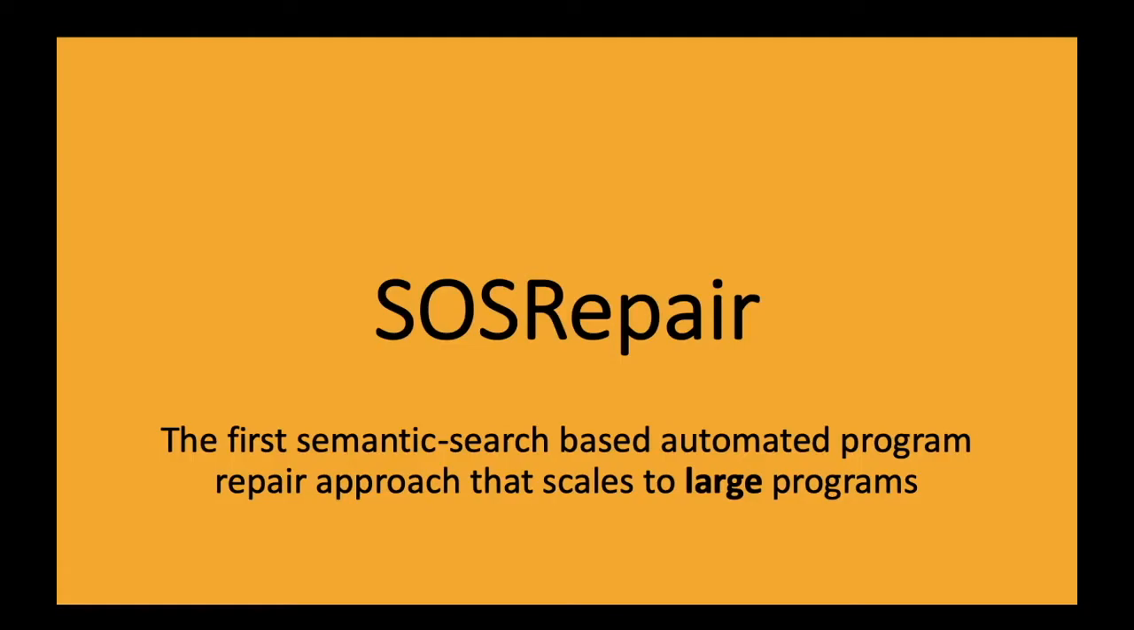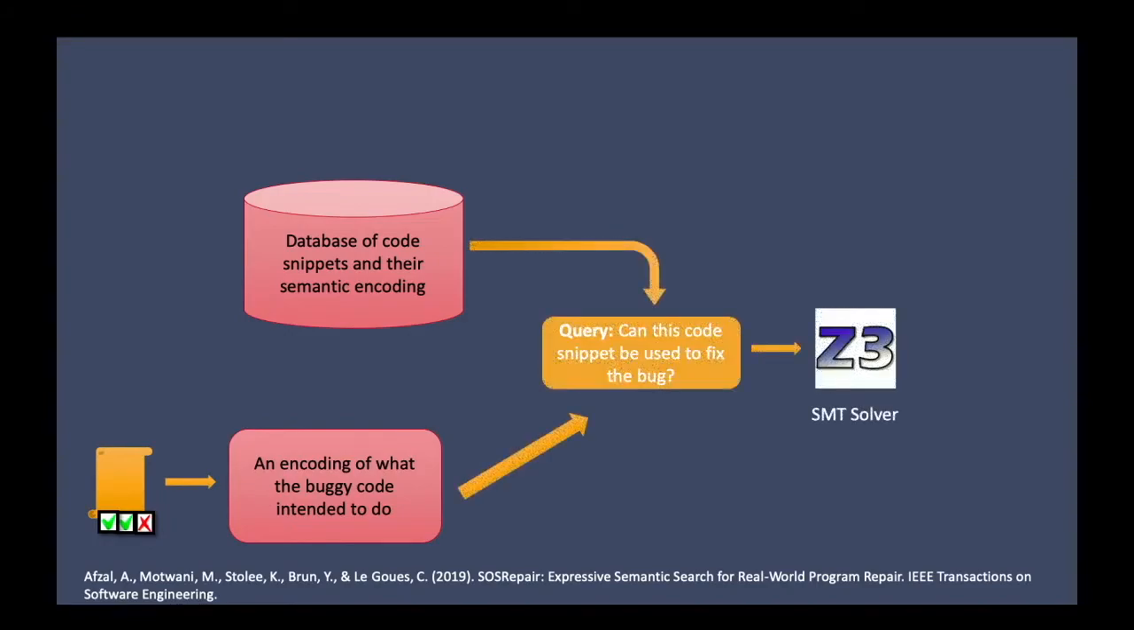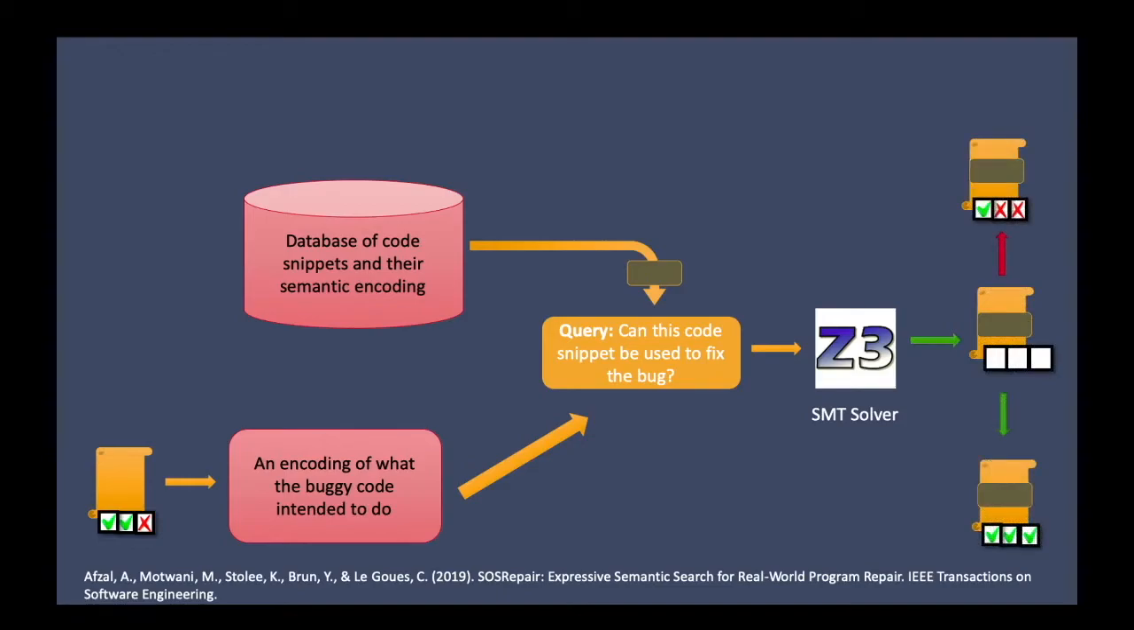large programs. Using a novel expressive encoding approach, SOSRepair creates a database of candidate code snippets and their semantic encoding. It then captures the intended behavior of the buggy code. Next, taking a code snippet from its database, SOSRepair creates a novel, scalable semantic search query that uses an SMT solver to check whether the code snippet can be used to fix the bug. If the solver finds the query satisfiable, SOSRepair generates a patch and runs the test cases.